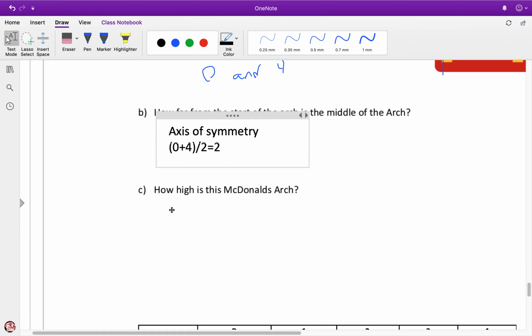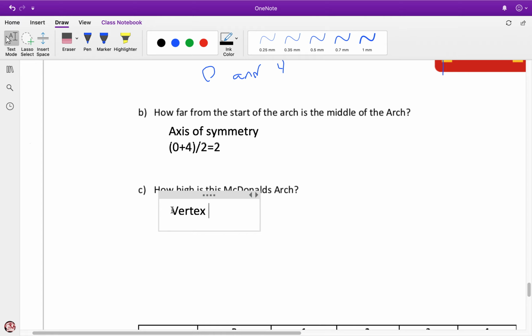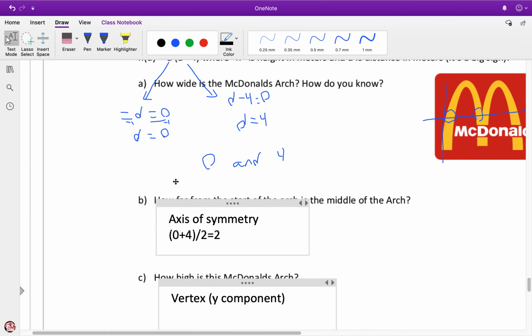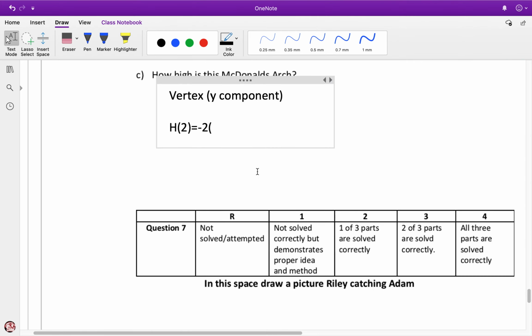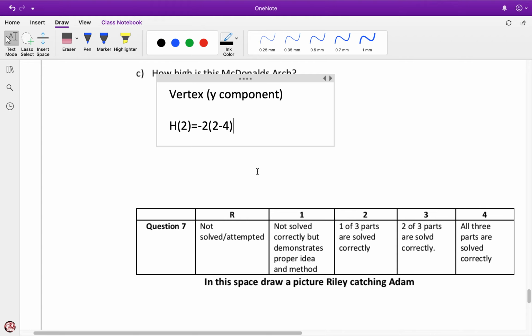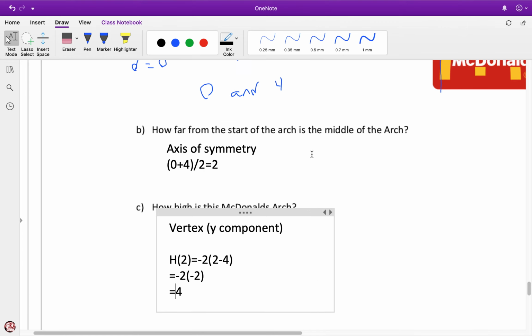And how high is the arch? What we're looking at is my vertex, the y component. So we're just going to plug that original equation back in, and so we're going to go h of 2 equals negative 2 bracket, what's the equation? 2 minus 4. In this case, it equals negative 2 times negative 2, which equals negative 4. Oh, 4 I mean. Can't have a negative height in terms of arches.